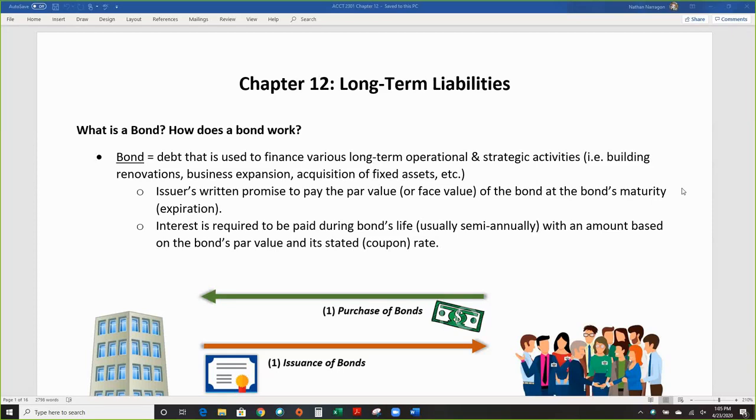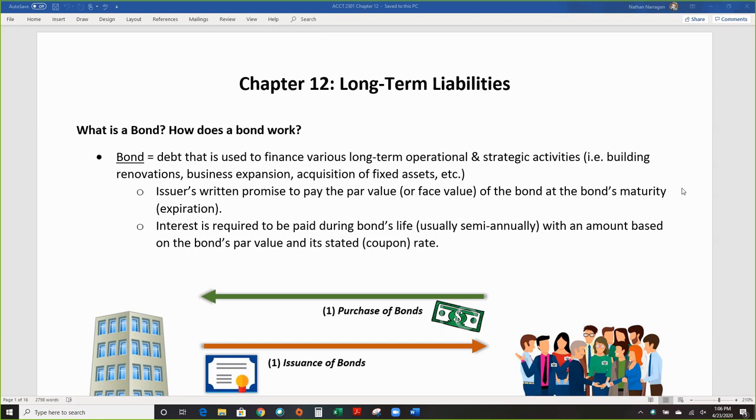Alright, chapter 12, all about long-term liabilities. Mainly, we're going to hit into bonds and a little bit of installment sales, notes, kind of like your mortgage. Pretty much right at the end.